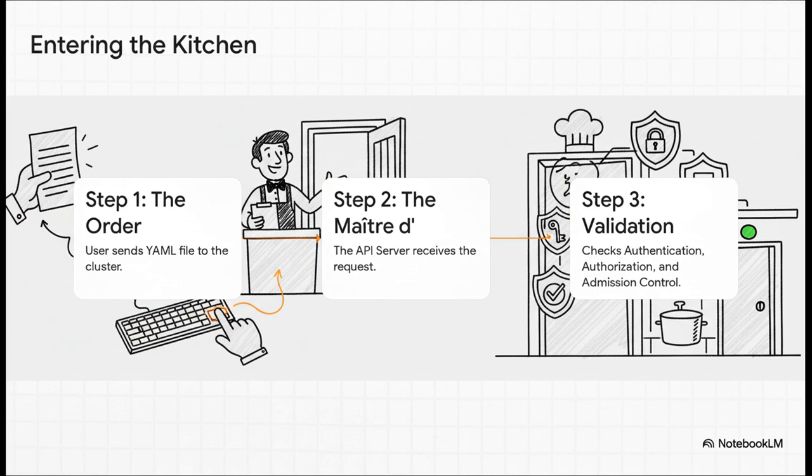It doesn't just let anyone in, though. First, it authenticates you to figure out who you are. Then it checks your authorization to see what you're allowed to do. And finally, a set of admission controllers check if your request even makes sense. It's a whole three-step security check before your order even makes it into the kitchen.